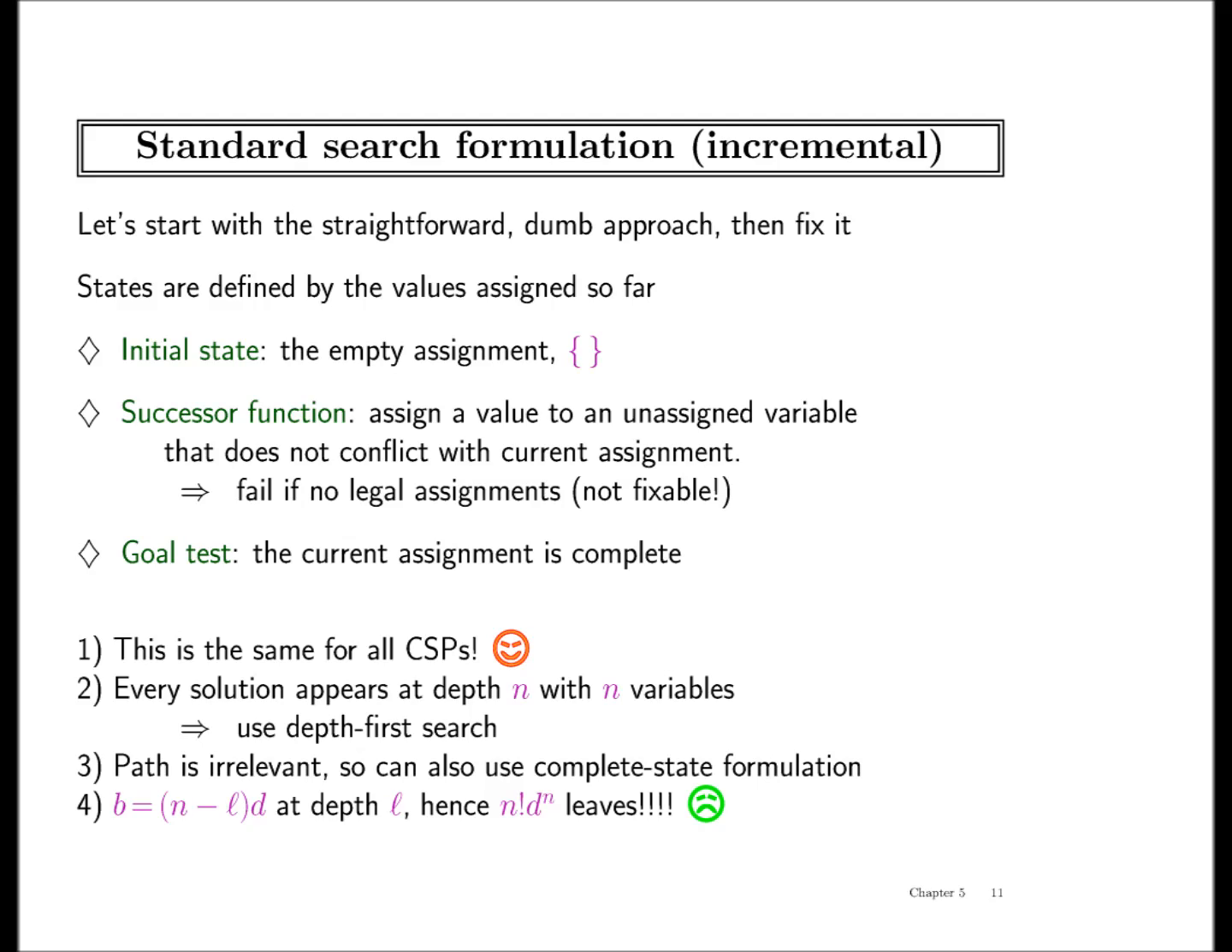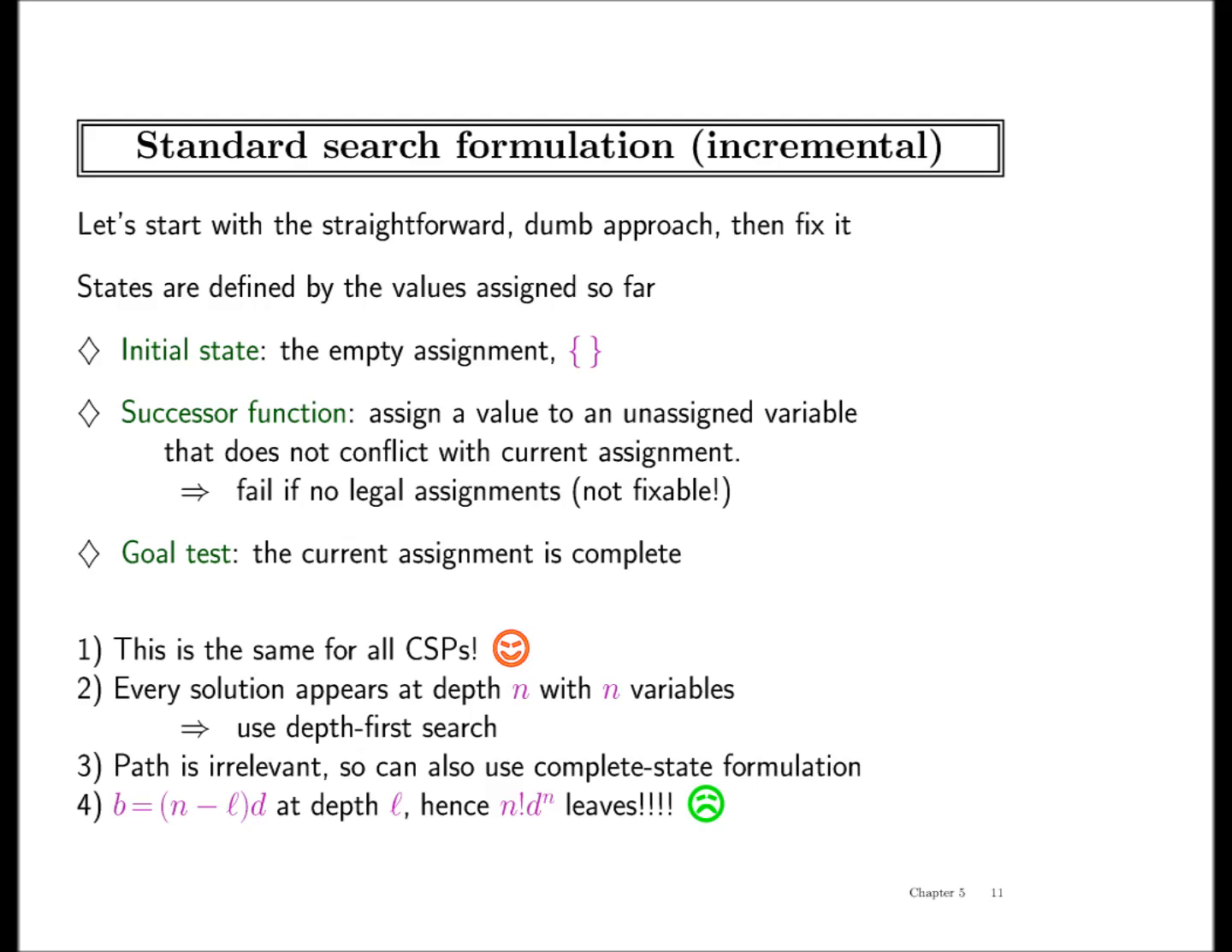Sorry, at any depth L, since d is confusing because D is also the domain size. So at any depth L, the number of remaining variables will be n minus L. And let us suppose all of them can be assigned all values at that point. So the possible max value assignment is D. So my branching factor would be (n minus L) times D at depth L. Do you agree with this so far? I have assigned L variables, so the number of remaining variables is n minus L. I can pick any of them and assign them any value. So the number of successors will be (n minus L) times D.